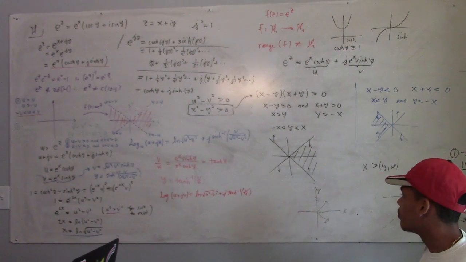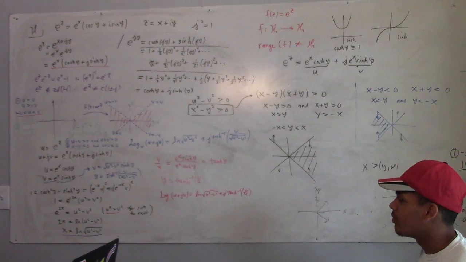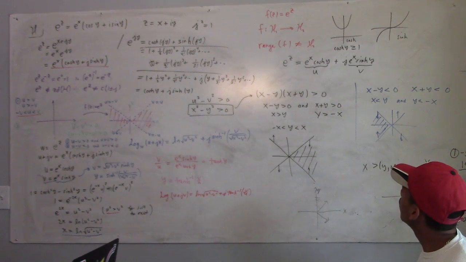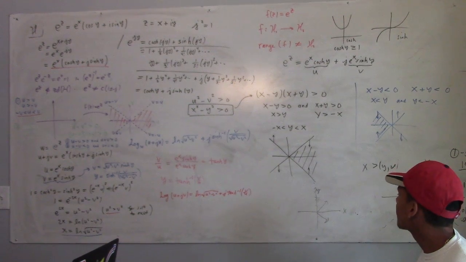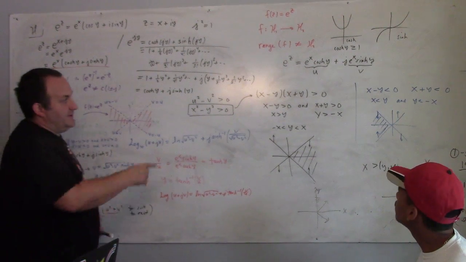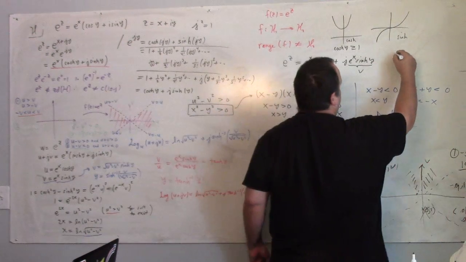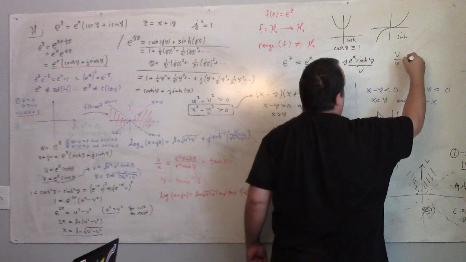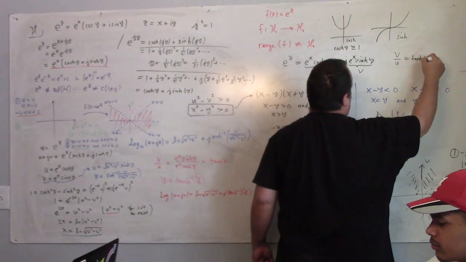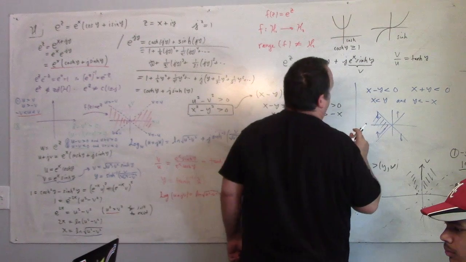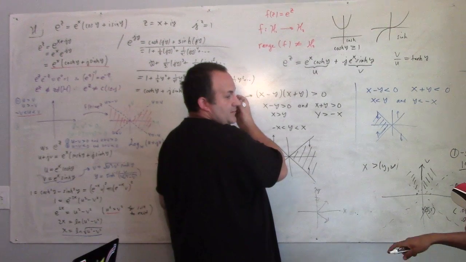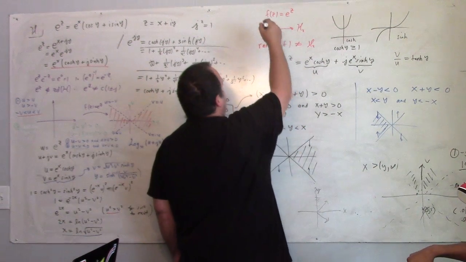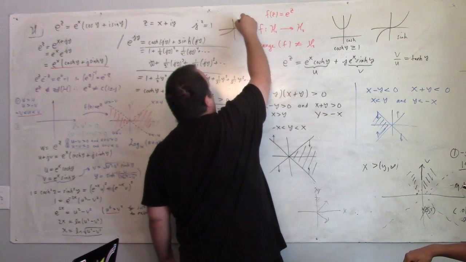So would it be a bow tie? I don't know. I feel like it might be that whole half plane. Well, the devil's in the details. If you look at V over U for this, you get tanh y. And tanh, what's tanh look like? Tanh looks like this, right?